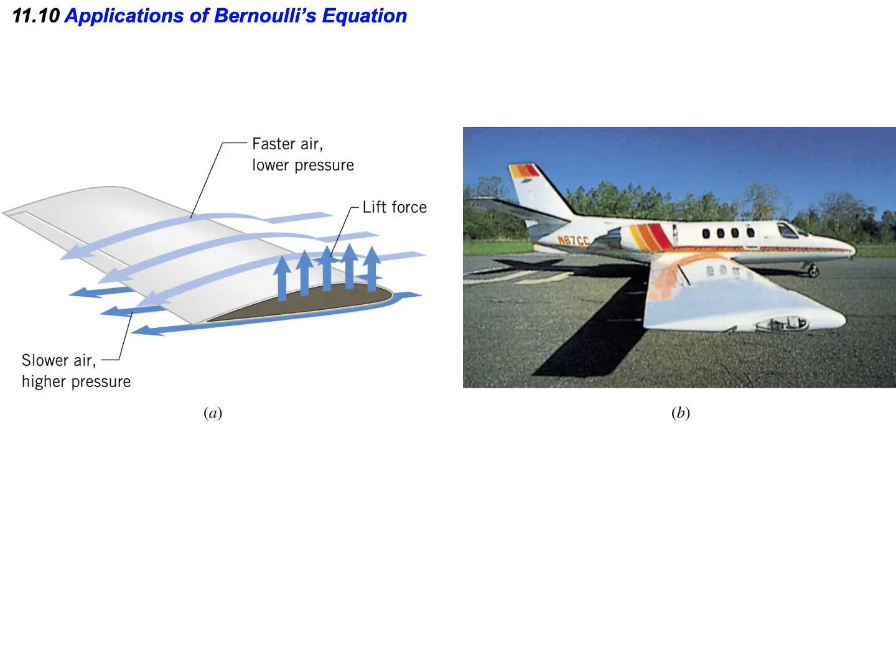A similar application: this is a cross section of an airplane wing, and when the airplane is moving, the air molecules on top have higher velocity compared to the bottom. So here we have high speed, which means low pressure, and at the bottom low speed, which means high pressure. Because of this pressure difference, we have a force. We call it lift force. It helps to lift the airplane above the ground.